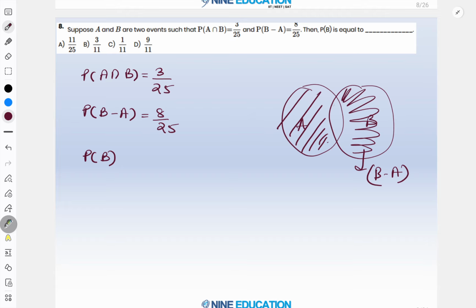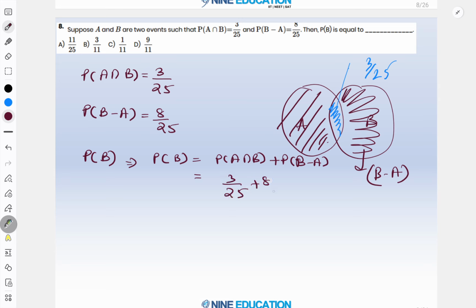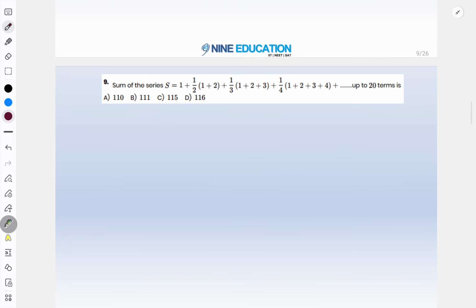And you are given intersection's probability also. This is your intersection part. Intersection part probability is 3 by 25. Now you want to get only B, so probability of B will be equal to probability of A intersection B plus probability of B minus A. Together they will make B. So that is equal to 3 by 25 plus 8 by 25, that is 11 by 25. That's it. Option A.